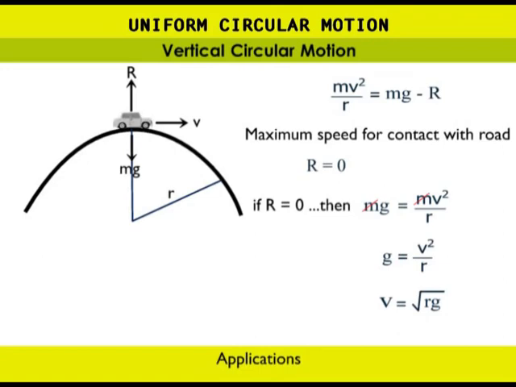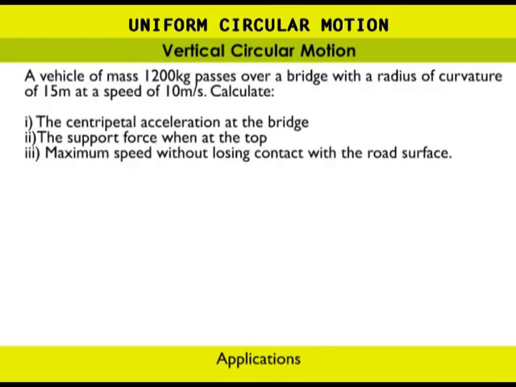We take two examples as we finish. First one, a vehicle of mass 1,200 kilograms passes over a bridge with a radius of curvature of 15 meters at a speed of 10 meters per second. Calculate 1. The centripetal acceleration of the vehicle on the bridge. 2. The support force when at the top. And 3. Maximum speed without losing contact with the road.